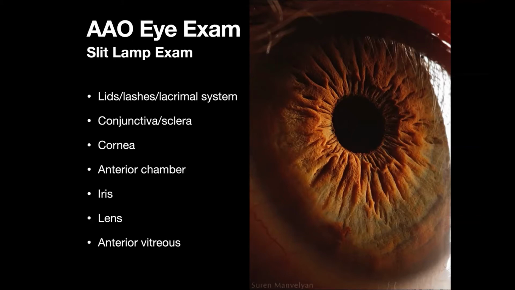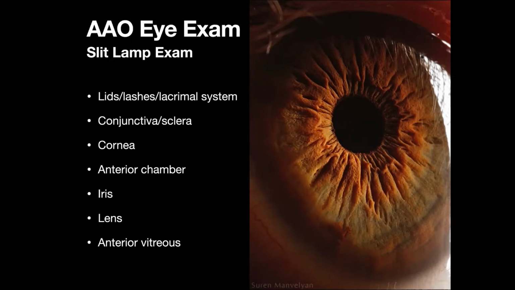So looking to see, is there any inflammation, any laceration, any trauma to the lids and lashes? For the cornea, is it clear? Are there any disruptions to the epithelial layer? Any stromal opacities? Do they have a corneal abrasion? Do they have corneal ulceration? Is there any complete through and through injury?